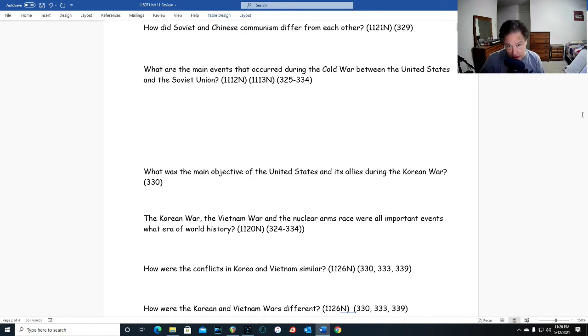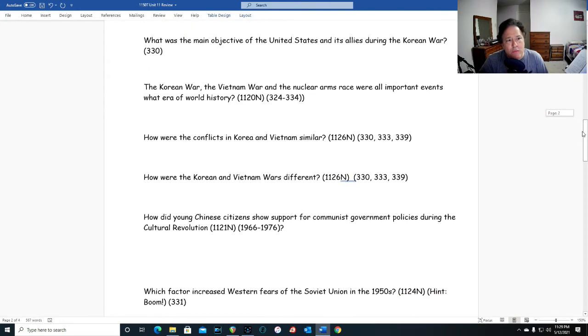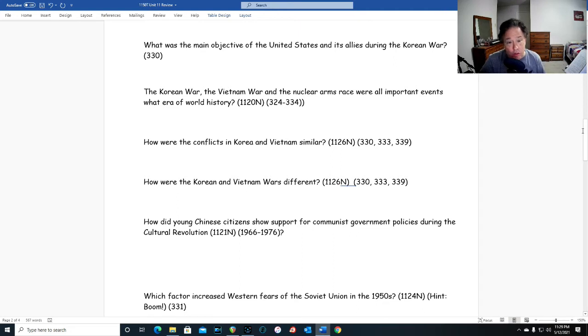The Marshall Plan, keep in mind what that is, the Berlin Airlift, the division of Germany into East and West, the development of the atomic weapons by the USSR, the formation of NATO, the formation of the Warsaw Pact, the Red Scare, the arms race, Sputnik, the space race, the building of the Berlin Wall, and the Cuban Missile Crisis. And so all of these are the big highlights of the Cold War, specifically between the United States and the Soviet Union. So what was the main objective of the United States and its allies during the Korean War?